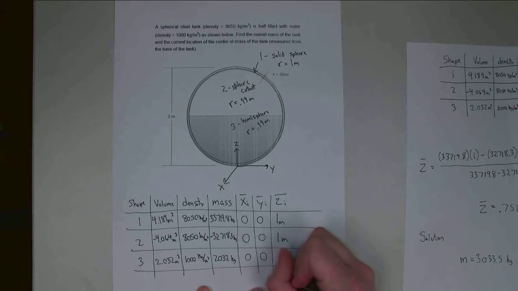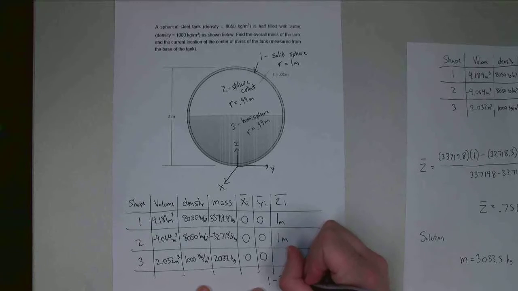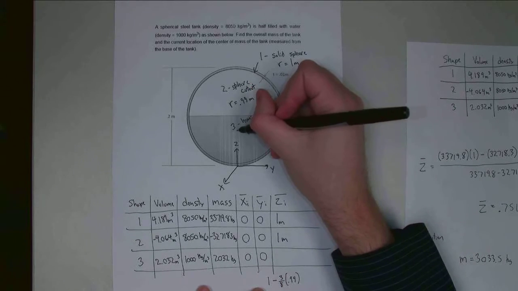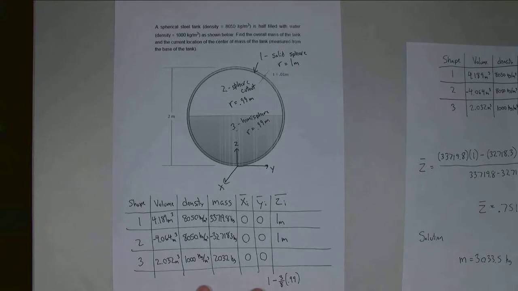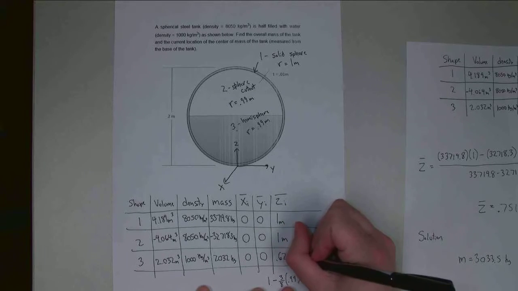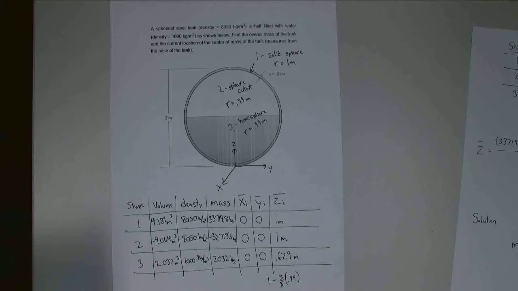So 1 minus 3/8. And the radius of my hemisphere, again, is this 0.99 meters. And so that is where my z-coordinate of the centroid of that hemisphere is going to be. So if I do this calculation, I wind up with 0.629 meters. Alright, so now I have filled in my table. I just need to perform the calculations to find the mass, as well as the centroid coordinates.